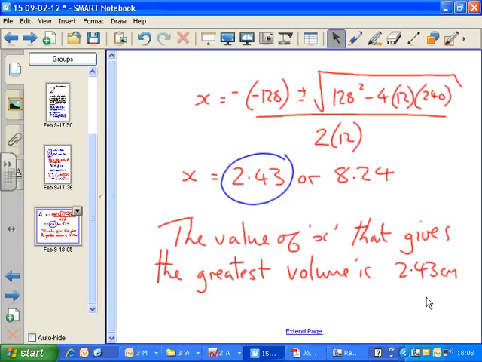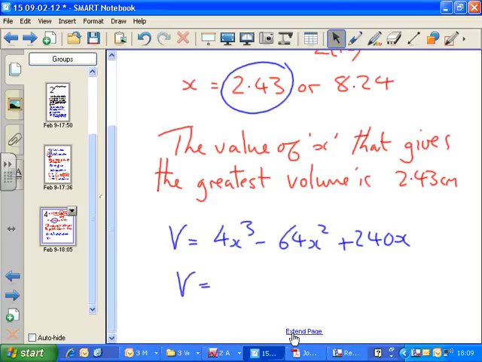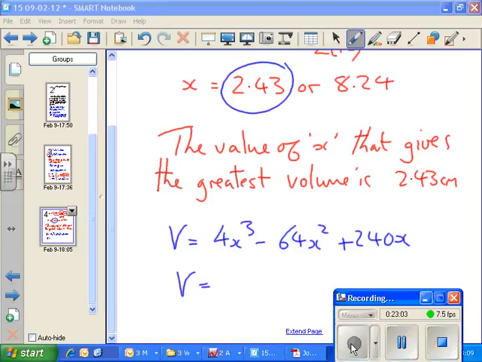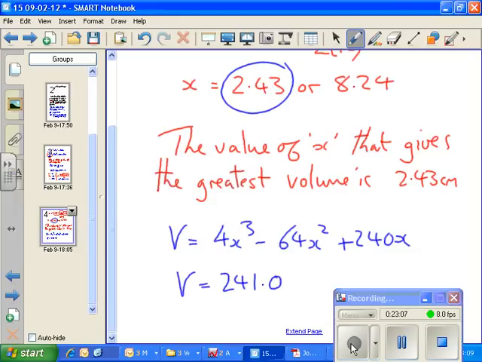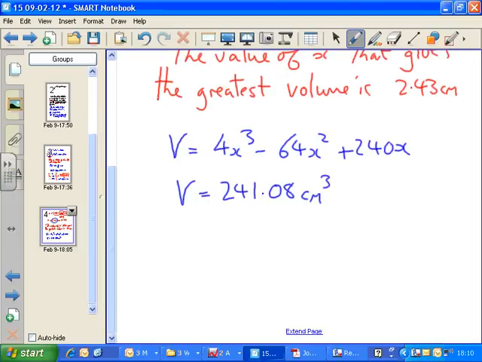Substitute it in, yeah. So going back to our original function, the volume equals 4x cubed, wasn't it? Minus 64x squared, if I remember rightly, plus 240x. So substituting that value of x, we get the volume is 241.08, presumably cubic centimetres, as we're working in centimetres. Is that an appropriate accuracy? Probably not. Going back to the original problem, we had 12 centimetres and 20, so two significant figures is probably appropriate. 240 cubic centimetres to two significant figures.